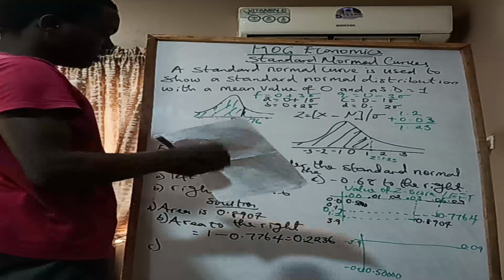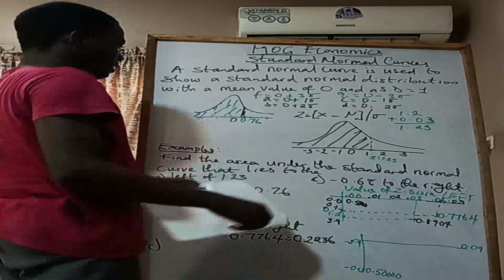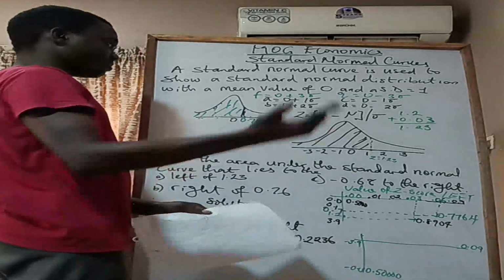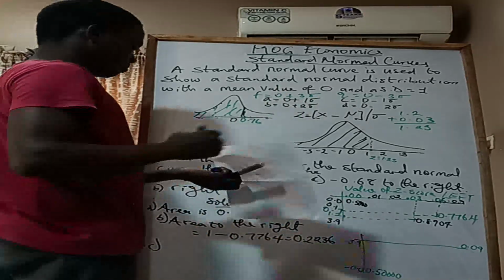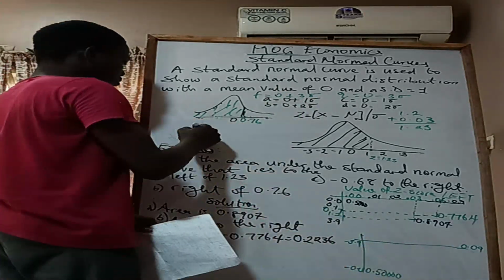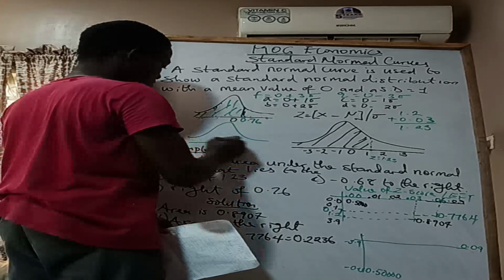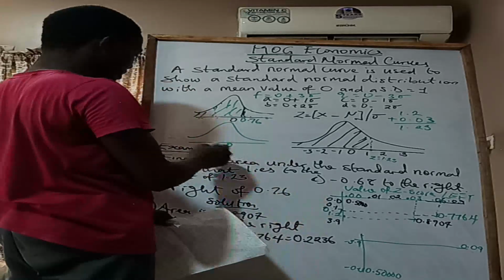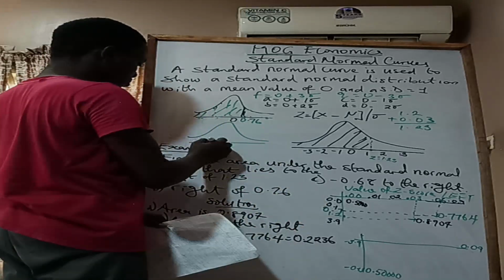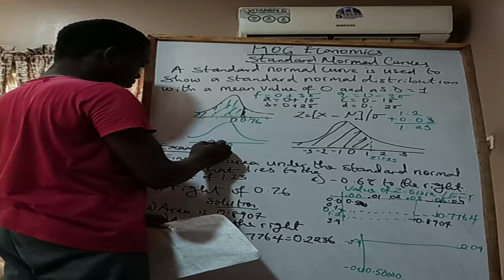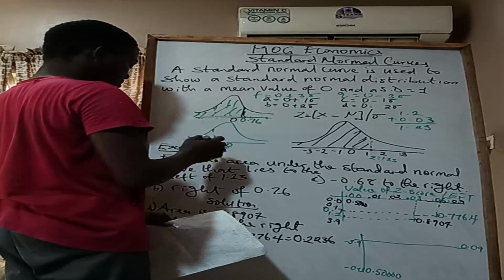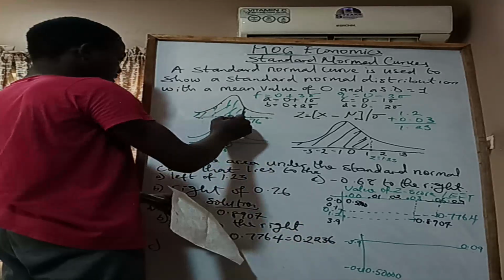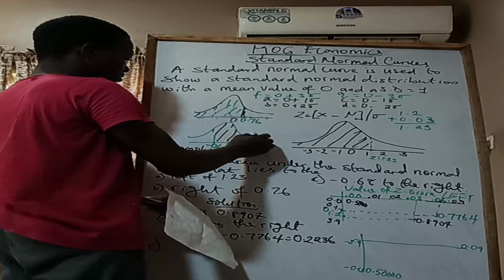So the last one is talking about a negative z-score. A z-score of minus 0.68, and then the area to the right. So if this is the mean, 0, so minus 0.68, maybe something like this. All right. So all we are looking for is area to the right.